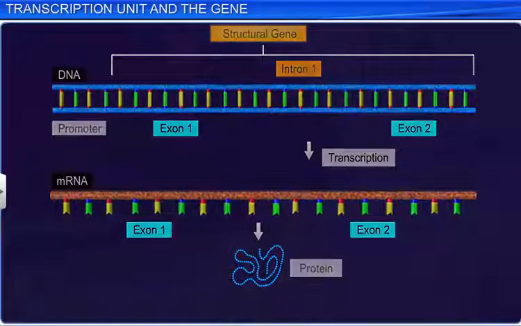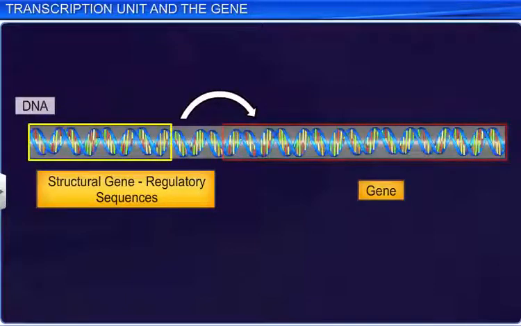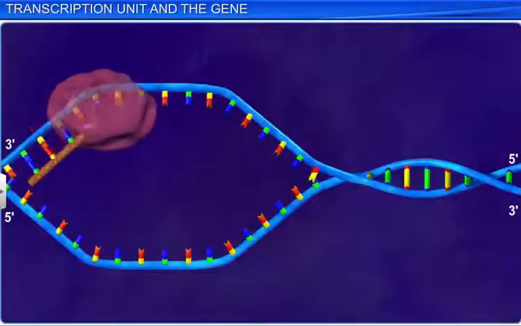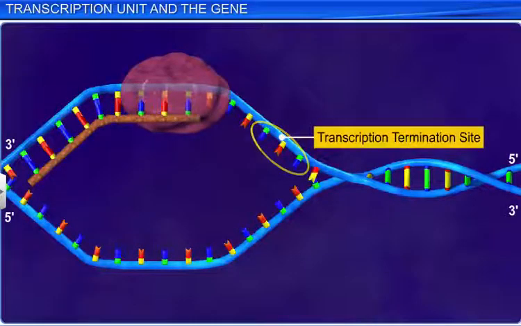The structural gene also consists of regulatory sequences, which regulate the functions of other genes but do not code for any RNA or protein. They are also known as regulatory genes. At the 3' end of the structural gene is the terminator, which is another important part of the transcription unit. The terminator defines the end of the process of transcription.